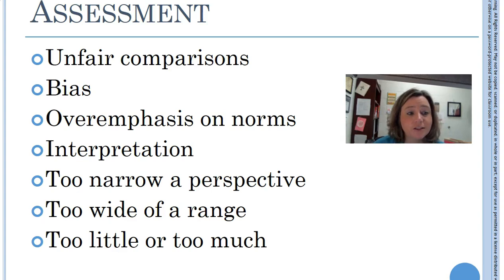Again, some of the concerns about assessment: we're making unfair comparisons. There is a bias in the way a lot of questions are written. There's too much of an overemphasis on norms, which means we're, again, trying to fit everyone into the same box. Interpretation is different, so the way that someone looks at the results of these assessments and tests may be completely different. It gives us too narrow of a perspective, but there's too wide of a range. And then sometimes there's just too little or too much. So you see that there really are a lot of valid concerns about assessment, and that's why in early childhood you don't find that we're giving children tests.